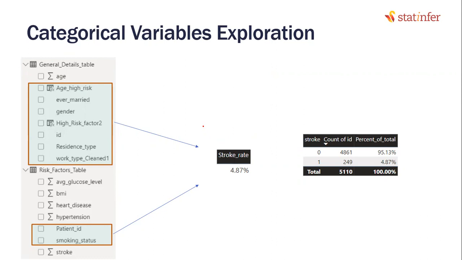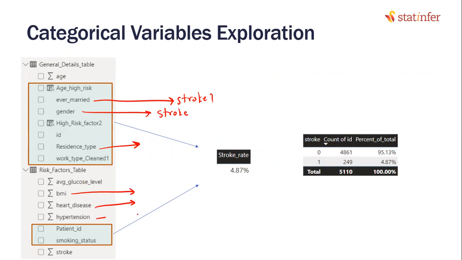stroke? Let us suppose marital status. Does it impact stroke? Gender. Does it impact stroke? Residence, rural versus urban. Does it impact stroke? BMI, heart disease, previous heart disease. BP, average glucose level. What is their impact on stroke?